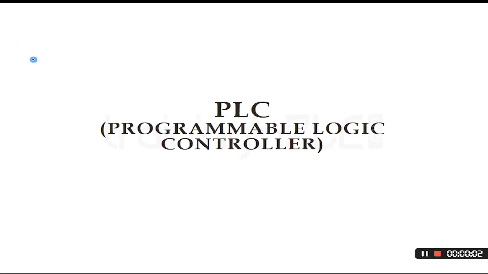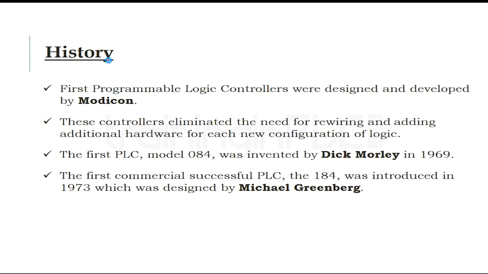In this session, let's see what is PLC and different types of PLC. Before that, we'll see the history. First, programmable logic controllers were designed and developed by Modicon. These controllers eliminated the need of rewiring and adding the additional hardware for each new configuration of logic. The first PLC, model 084, was invented by Dick Morley in 1969. And the first commercially successful PLC, model number 184, was introduced in 1973, which was designed by Michael Greenberg.